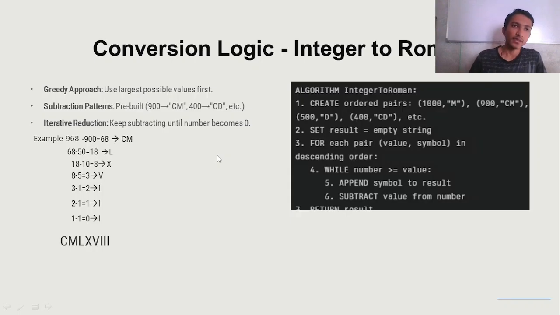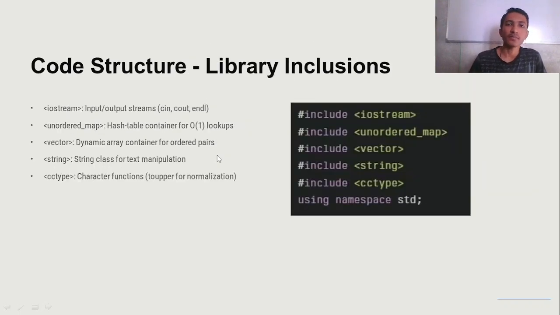Integer to Roman. Now let's see our code structure. So in my code, I have included 5 libraries. The first library is IOStream, that is input output stream, which is a simple library which is required for using function for using cin, cout and so on.